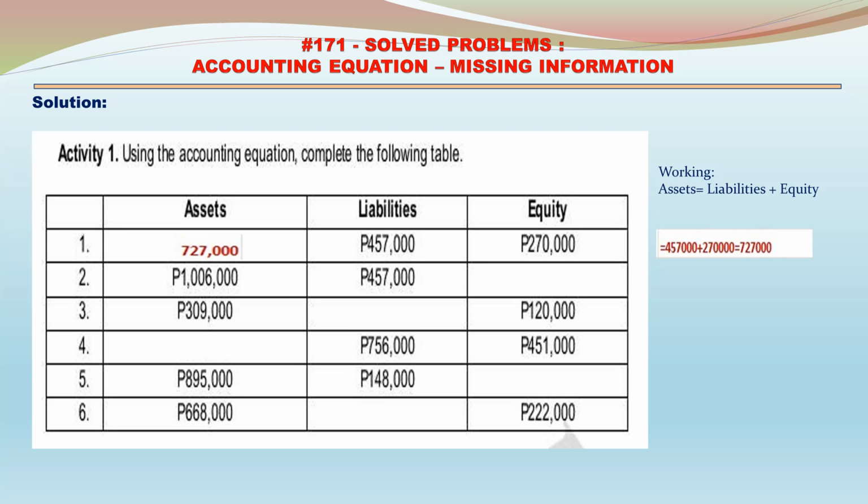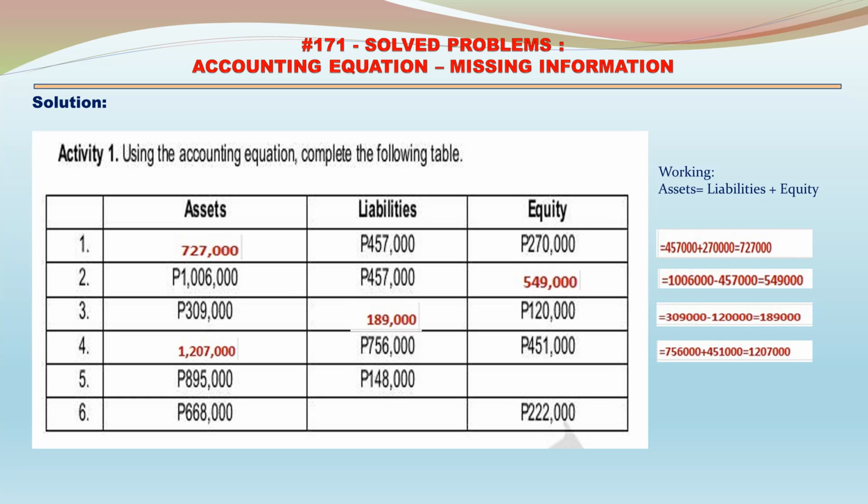Solution. Problem 1. Assets, liabilities, equity. 1. Assets dash, liabilities 457,000, equity 270,000. Assets is equal to 457,000 plus 270,000, total 727,000. 2. Assets 1,006,000, liabilities 457,000, equity is equal to assets minus liabilities, 1,006,000 minus 457,000, equity is equal to 549,000. 3. Assets 309,000, liabilities dash, equity 120,000, liabilities is equal to 309,000 minus 120,000, 189,000.